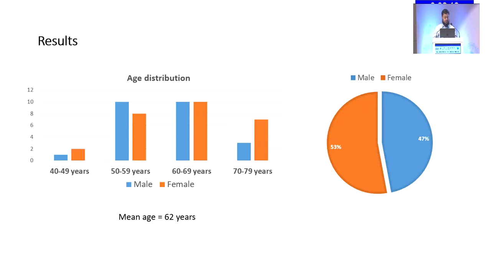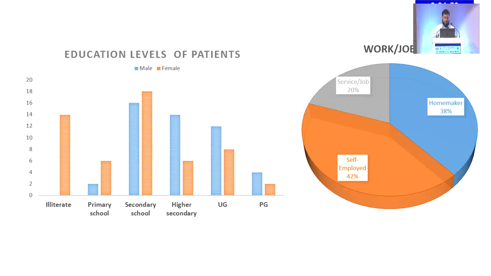We found that the mean age of the patients was around 62. However, the females in the 70 to 79 age group were a bit more in number than males. In my study, the total number of females was around 53% and males around 47%. Education level of the patients: most were educated up till secondary or higher secondary school, with the proportion of females being illiterate or less educated a bit more. Most of the patients were either self-employed, homemakers in the case of females, or had a service or self-declared job.